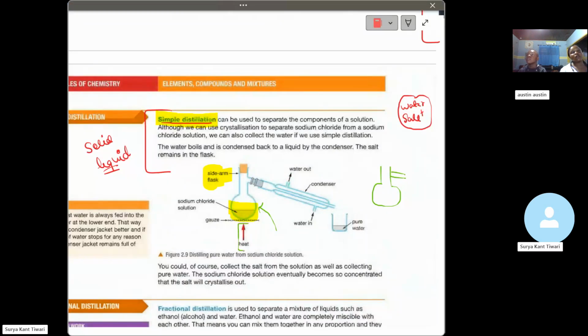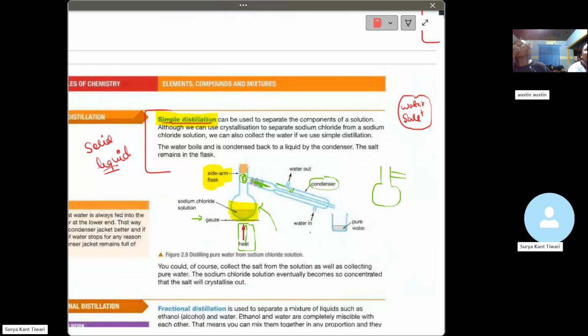You are giving heat from the bottom, and then there is a gauge to protect the flask from direct heat. Otherwise, it will break. So when you start heating it, the water will start evaporating. The water will get collected here, and through this tube it will go inside the condenser.